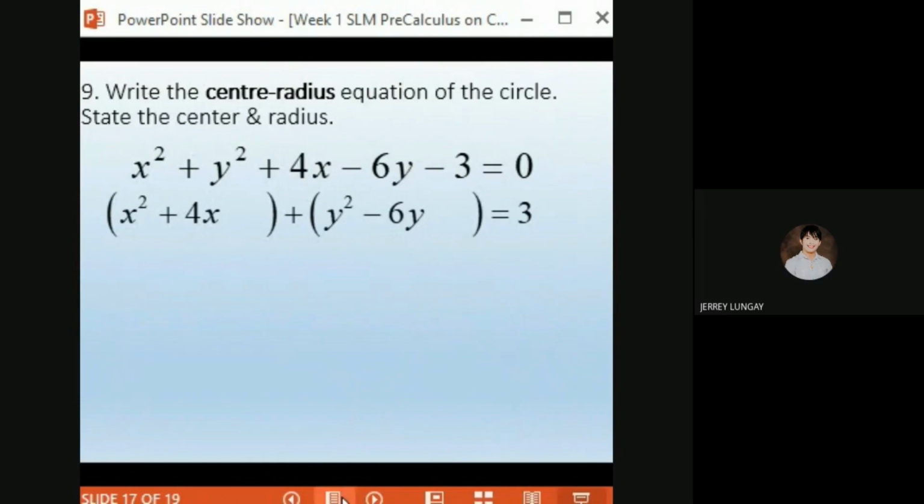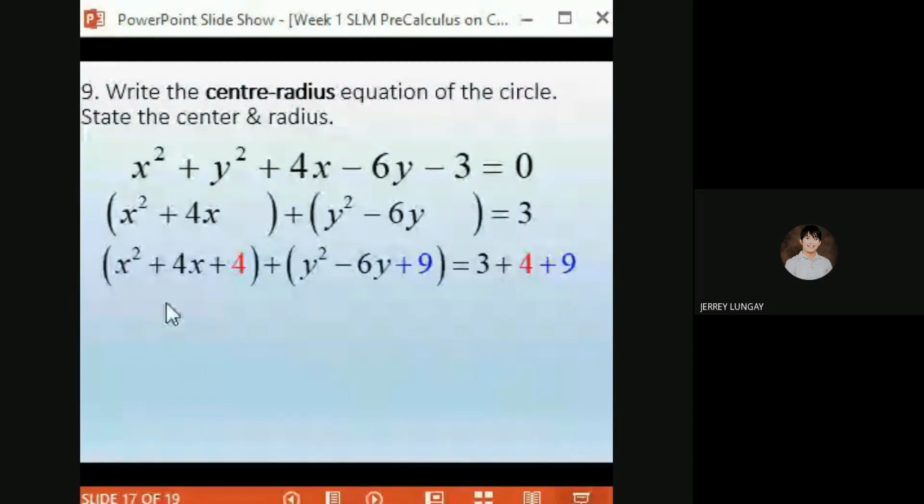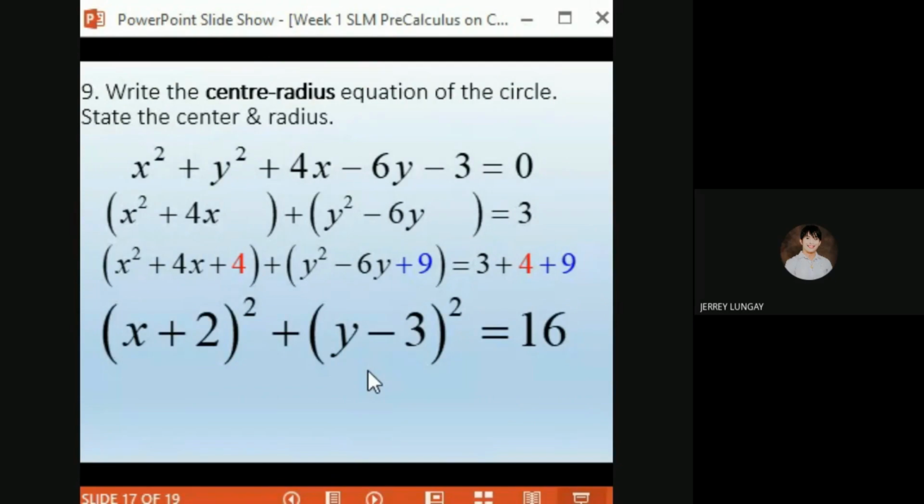Magbutang ko din sa right-hand portion para ma-balance. So, x squared plus 4x plus 4, as you answered a while ago, plus y squared minus 6y plus 9 is just equal to 3 plus 4 plus 9. Ayaw mo kalimutan ang 4 plus 9, para ma-balance ang equation. Factorable na ang x og y. So, the factors are the following: x plus 2 squared plus y minus 3 squared is just equal to 16.